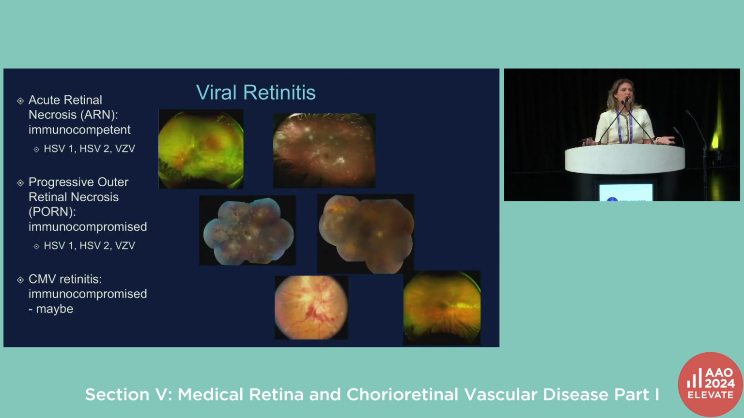So again, viral retinitis, we all know what this looks like, right? Top panel, you can see very classic acute retinal necrosis with the vitritis and the retinal whitening. In the middle panel, we can see progressive outer retinal necrosis, PORN, and again, you can see a clear picture, and again, the retinal whitening. On the bottom here, you can see the classic pizza pie appearance for CMV, as well as the granular appearance of CMV in a patient that I had on immunosuppression for kidney transplant.